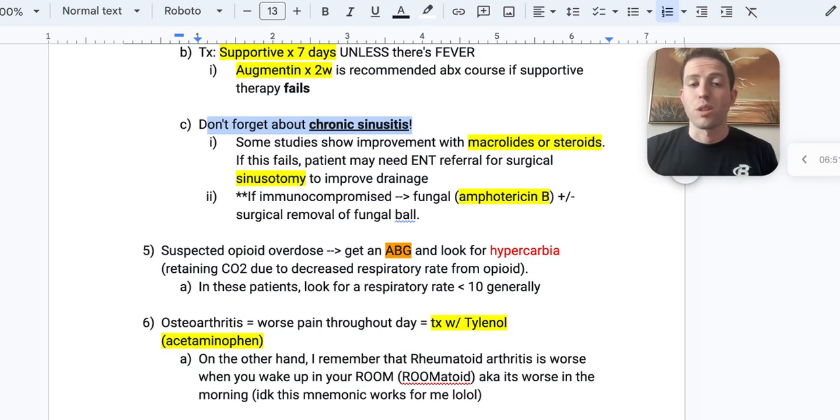If these patients are immunocompromised, you're going to see fungal infections of the sinuses more commonly, such as aspergillosis, stuff like that. These patients get amphotericin B and then oftentimes surgical removal if there's fungal balls present.